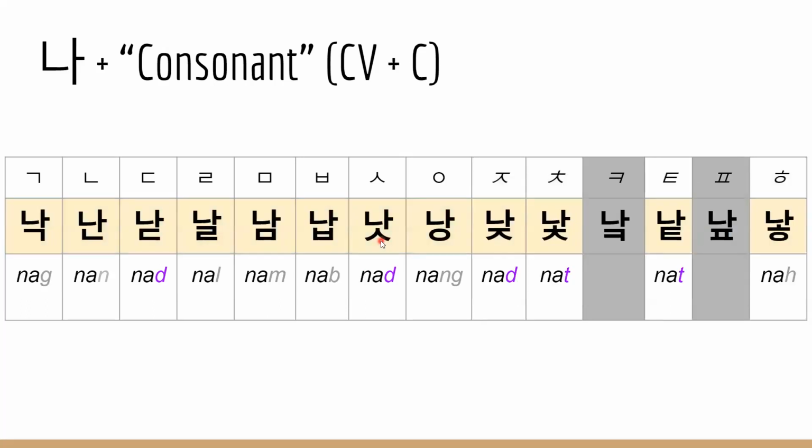Today we're also going to learn the na plus consonant letters. Instead of ka or a, this time the CV part is na. Nak, 낙, nan, 난, nat, 낫, nar, 날, nam, 남, nap, 낫, nang, 낭, nut, 낫, na, 나. Again, the letters in gray are not real words.